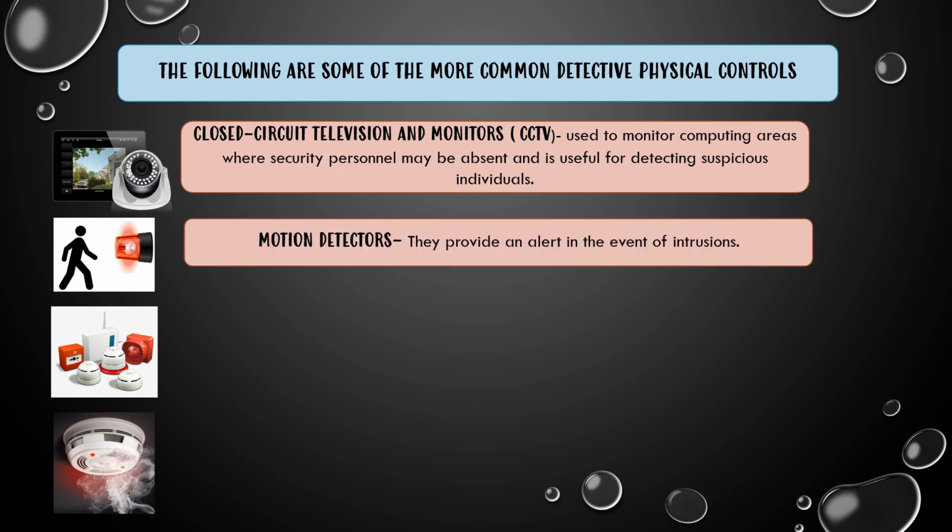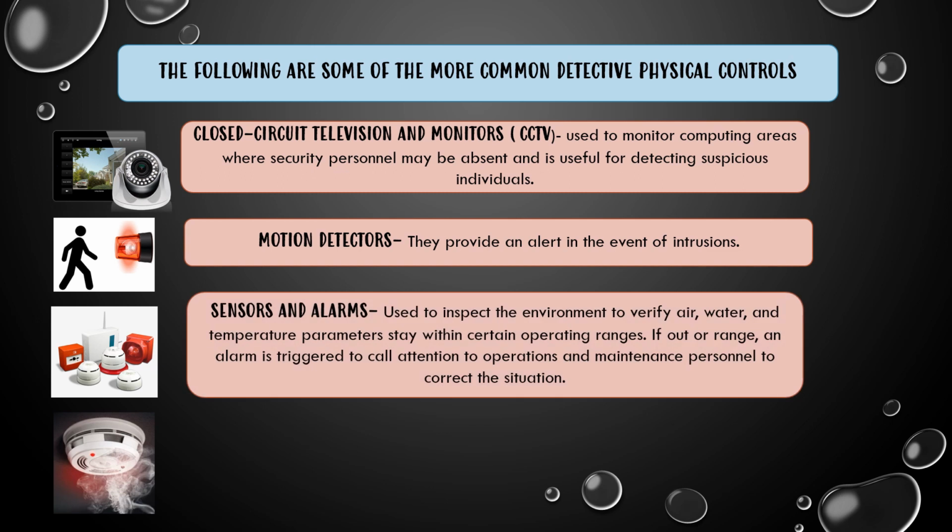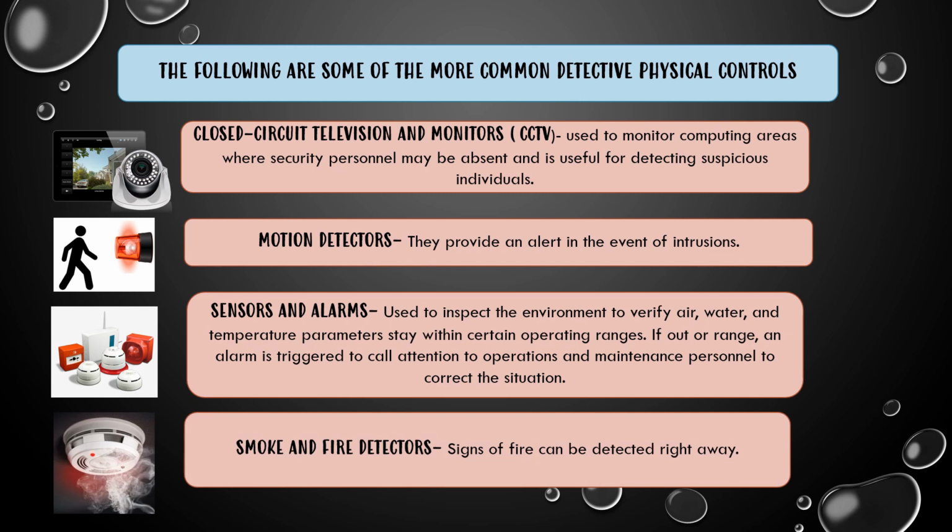Next detective physical control is motion detectors. Motion detectors are used in unmanned computing facilities, and they provide an alert in the event of intrusions. This equipment should be monitored by guards. And sensors and alarms are used to inspect the environment to verify air, water, and temperature parameters stay within certain operating ranges. If out of range, an alarm is triggered to call attention to operations and maintenance personnel to correct the situation. And lastly, smoke and fire detectors. The signs of fire can be detected by smoke and fire detectors, placed strategically, and testing should be conducted on a regular basis to ensure the detectors are in good working order.